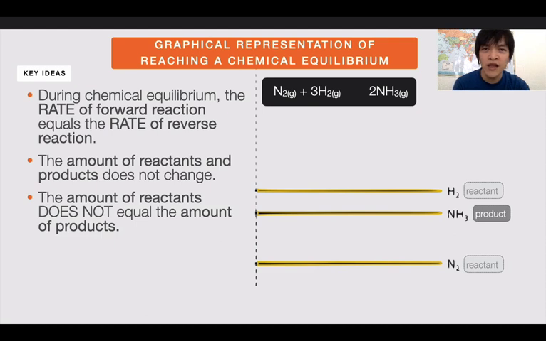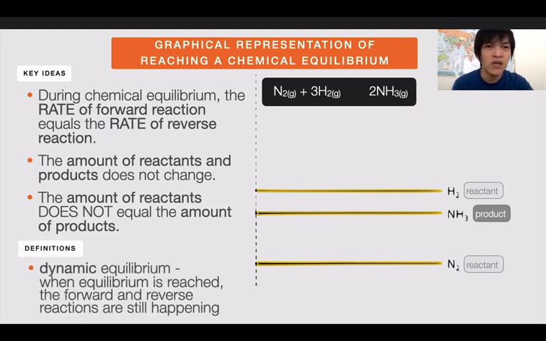I'm just going to plug in one last definition here. Dynamic equilibrium. Dynamic in the phrase dynamic equilibrium means that even though the equilibrium is reached, the forward and the reverse reactions are actually still happening. It looks like the reaction has stopped, but it only looks that way because the forward rate of the reaction is equal to the reverse rate of the reaction. So there is no net change happening.